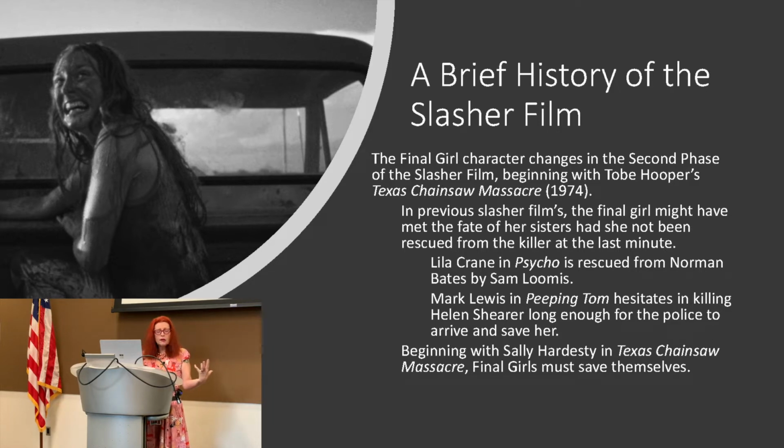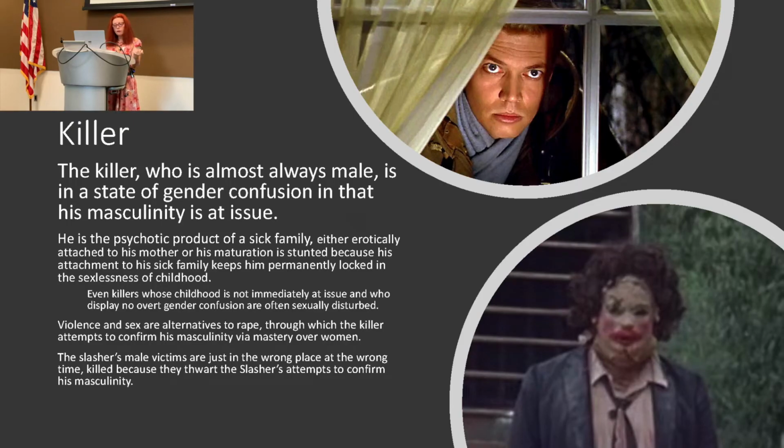So one of the essential elements of a slasher film is, of course, our killer. The killer, who's almost always male, is in a state of gender confusion in that his masculinity is an issue. When I talk about gender confusion here, I'm not talking about somebody being transgendered or anything like that. I'm talking about a character who is unable to live up to his culture's ideas of normative masculinity, whatever those things are. That's what I mean by gender confusion. So he's the psychotic product of this sick family, and he's either erotically attached to his mother, like Norman Bates, or his maturation is stunted because of his attachment to his sick family. It keeps him permanently locked in the sexlessness of childhood.